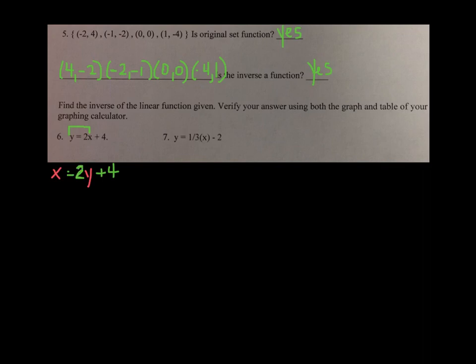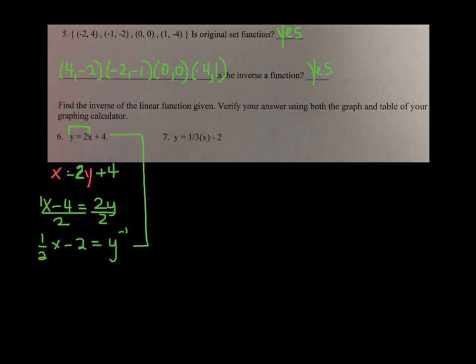That's all. But now I have to solve for y. So I'm going to subtract that 4 to the x and divide everything by 2. So this is 1 divided by 2x minus 2 equals y. This little -1 means the inverse, and you must have that. So this guy and this guy are inverses of each other. Now I'd like you to try 7, and I want you to bring it with you to class tomorrow so we can see it.